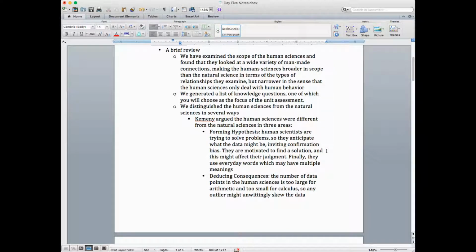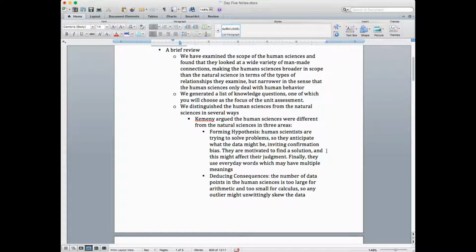A brief review. So in order, here's what we've done. We began by examining the scope of the human sciences and found that they look at a wide variety of man-made connections, which makes the human sciences broader in scope than the natural sciences in terms of the relationships they examine, but narrower in the sense that human sciences deal only with human behavior. We then generated a list of knowledge questions, one of which you will choose as the focus of the unit assessment. Next, we talked about methodology, and we distinguished the human sciences from the natural science in several ways.